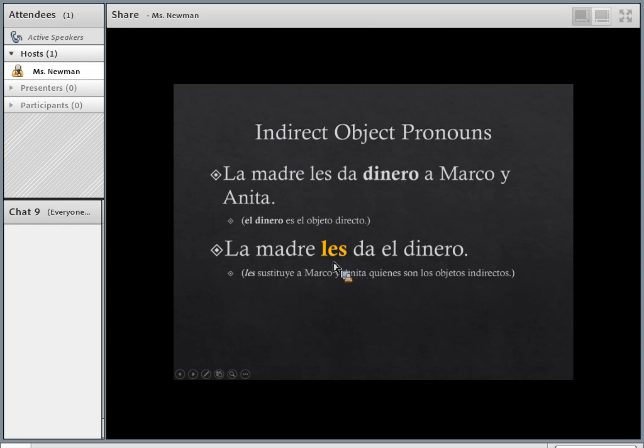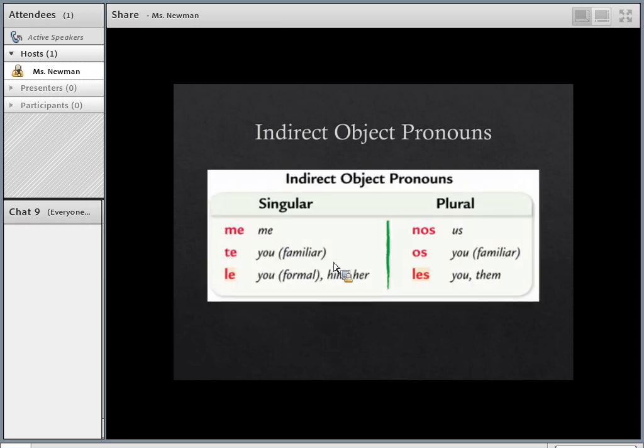Okay, that's the pronoun. La madre les da el dinero. Let's look at our chart here of indirect object pronouns. So you'll notice a lot of them are the same, right? Me, te, nos, os, those are the same. It's these ones down here that change. Le refers to a person. Okay, so you, him, or her. Les would be you guys or them, right? The plural version. Okay, so that's really the big difference between indirect and direct.